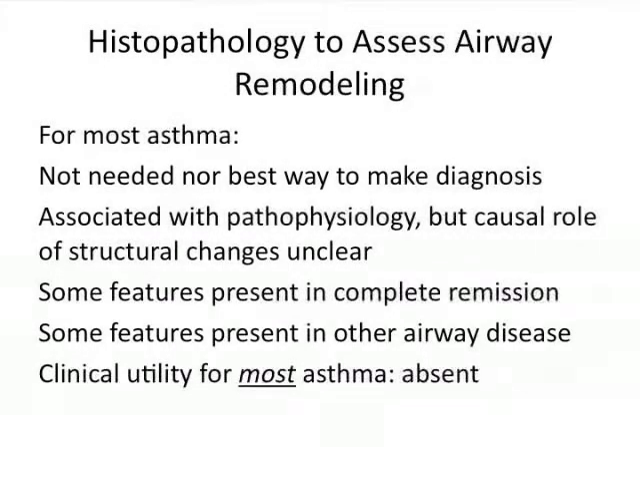It's associated with pathophysiologic changes, but the causal role of structural changes is unclear. Some features are present in complete remission. At least a mild amount of mucus hyperplasia and the basement membrane changes were present in those two studies we just reviewed briefly. They did not look at smooth muscle mass or angiogenesis, so the question remains open for those features, but nevertheless, it's looking like at least some parts of airway remodeling are present in complete remission. And some features are present in other airway diseases.